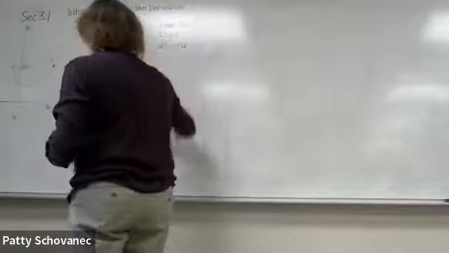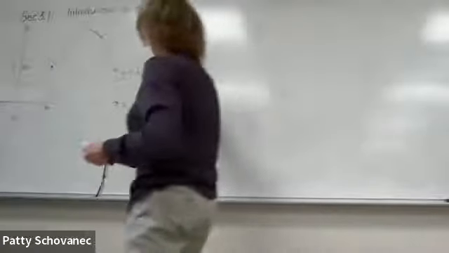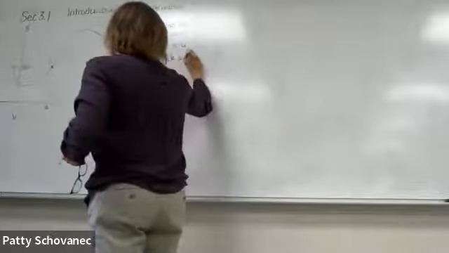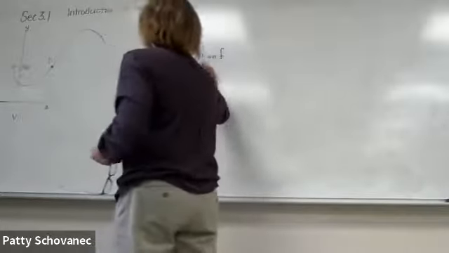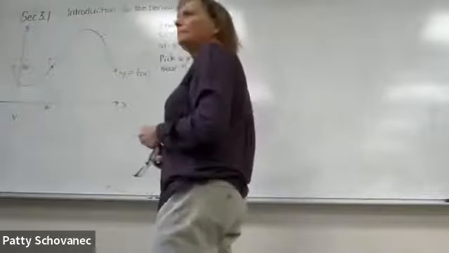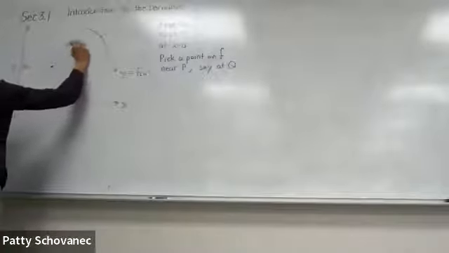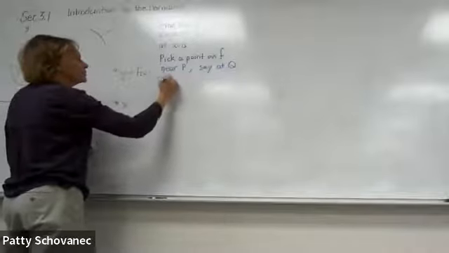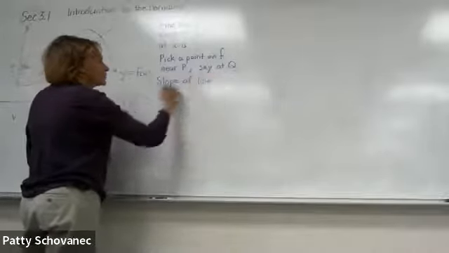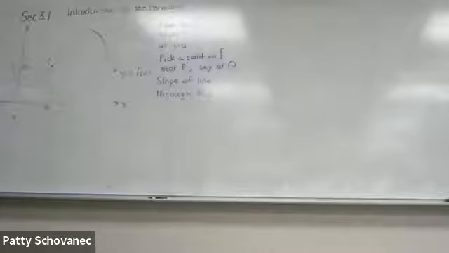So pick a point on the graph near point P, say at point Q. And I'm going to find the slope of the line that connects point P with Q. We're going to find the slope of the line through points P and Q. So let's figure out where point Q is.